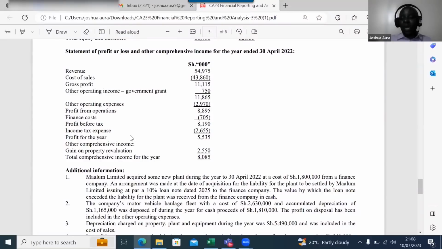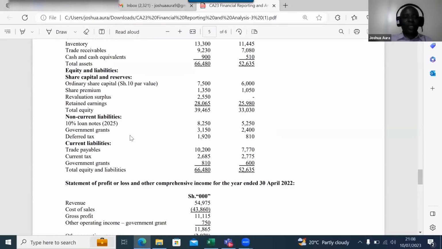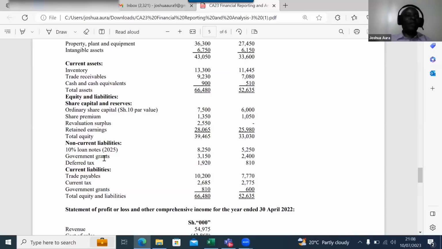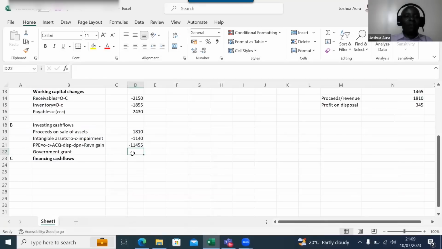So then how do we get these government grants? Very easy. To get the government grants, what I'll do, ladies and gentlemen, I'll come here. So first of all, I'll go to the changes in the balance sheet. So I can see here, I've got government grants under non-current liabilities and also under current liabilities. Not a problem at all. This is an easy thing. What I'll do, I'll come here in my government grants.